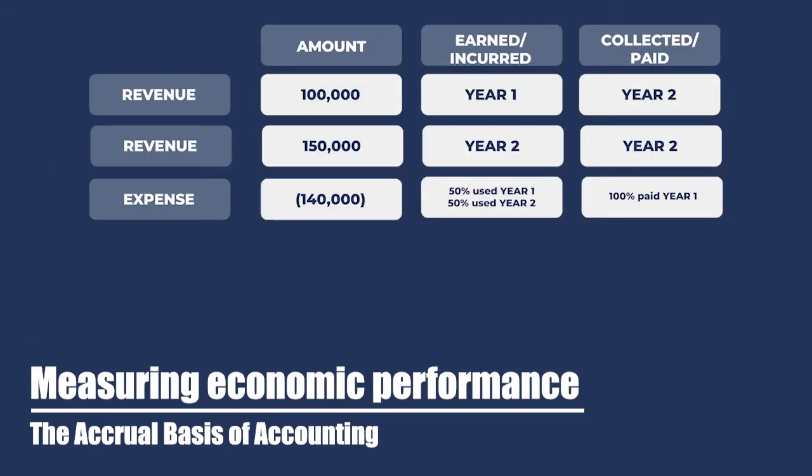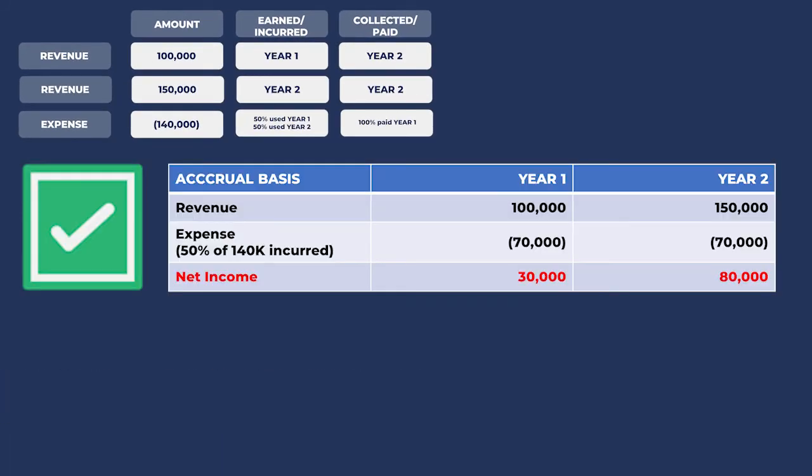Consider a series of transactions wherein the company rendered services to the customers in year 1 amounting to 100,000 but were only paid in the following year. To be able to render the services, the company paid for supplies amounting to 140,000 in year 1, which was only 50% used in year 1, and the remaining was used in year 2. In year 2, the company rendered 150,000 of revenue from customers, and all were collected during the same year. Under the accrual basis of accounting, the income and expenses were spread over the correct periods, which effectively shows a net income of 30,000 in year 1 and 80,000 in year 2.